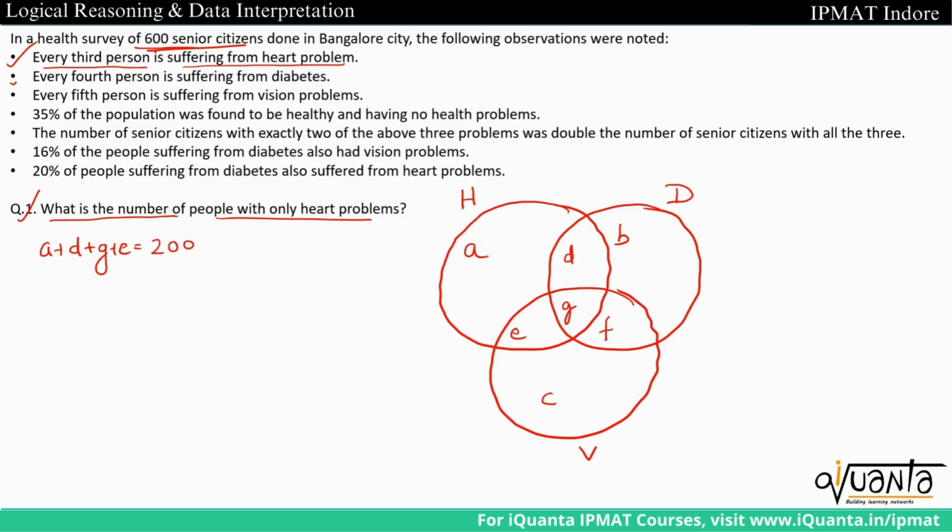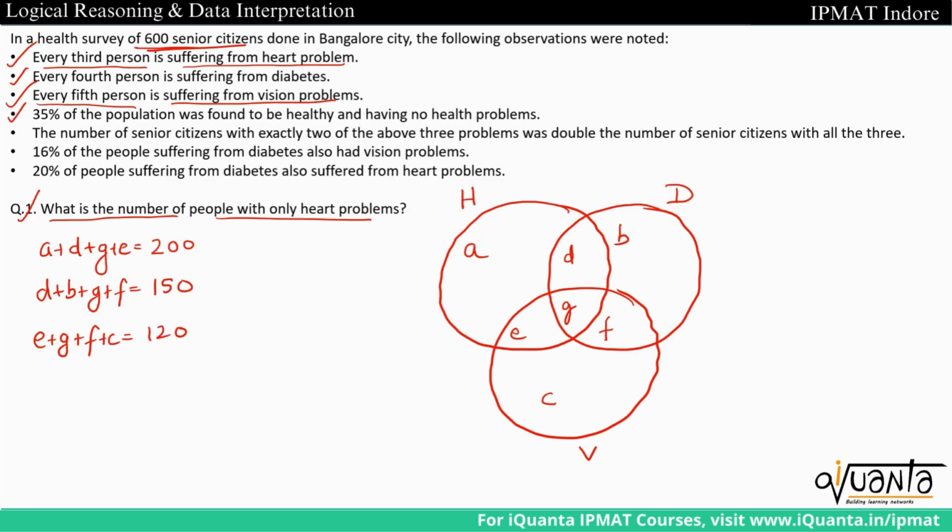Then the next clue is, every fourth person is suffering from diabetes. So every fourth means 600 by 4 and the total value of set of diabetes will be equal to 600 by 4 means 150. So D plus B plus G plus F will be equal to 150. Similarly, the next clue is, every fifth person is suffering from vision problems. So the total value of set of vision problems will be equal to 600 by 5, that means 120. So E plus G plus F plus C will be 600 by 5, which means 120.